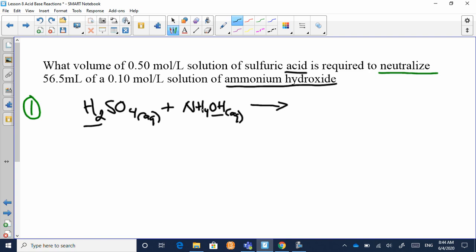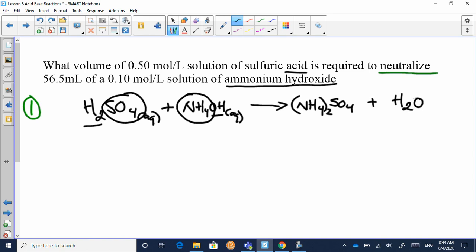Remember that the cation for the salt comes from the base, and the anion for the salt comes from the acid. So I just stick those two together. I go NH4 SO4, so it's ammonium sulfate. Now, ammonium is +1, sulfate is -2, so I'm going to need a 2 there. Remember, you've got to use your charges to write the correct equation. So it makes ammonium sulfate plus water, okay, the OH and the H.